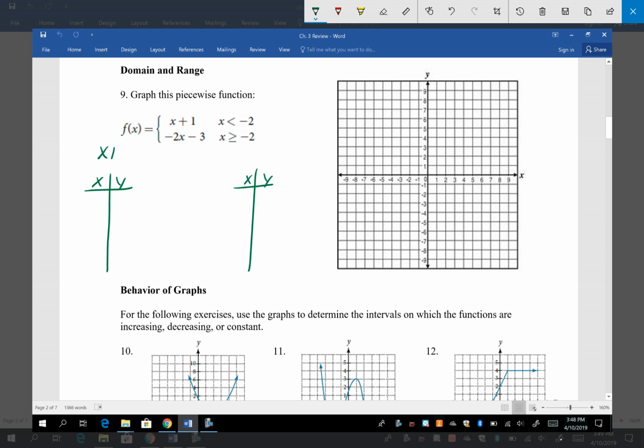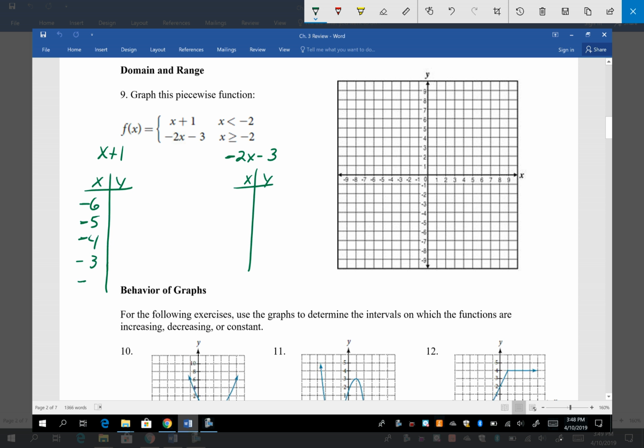So we have the x plus 1 piece and -2x minus 3. All right? So when I use this piece, I need to look at this inequality, which says values for x that are less than -2. So what are values that are less than -2? 3, 4. Yes, okay. So again, you can stop whenever you'd like there.